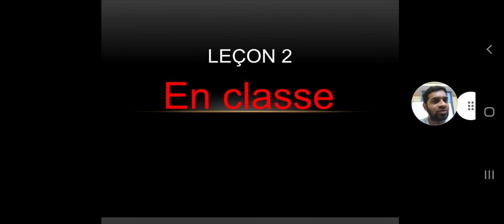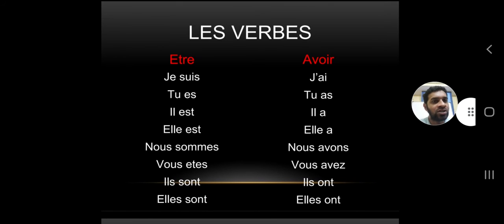So now we are heading to lesson 2, en classe. Here we have the verbs which are useful in this lesson, and questions in the exam will be asked from these verbs. In this slide you can see the verbs être and avoir, the auxiliary verbs, the most important verbs in the language. Être: je suis, tu es, il est, nous sommes, vous êtes, ils sont, elles sont. Avoir: j'ai, tu as, il a, elle a, nous avons, vous avez, ils ont, elles ont. So être, to be; avoir, to have. Try to write the meanings with the verbs, that will be better in the exam.